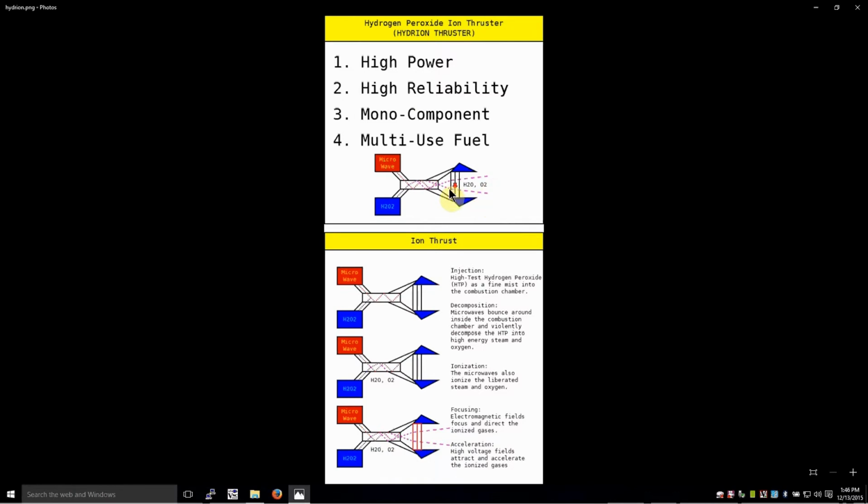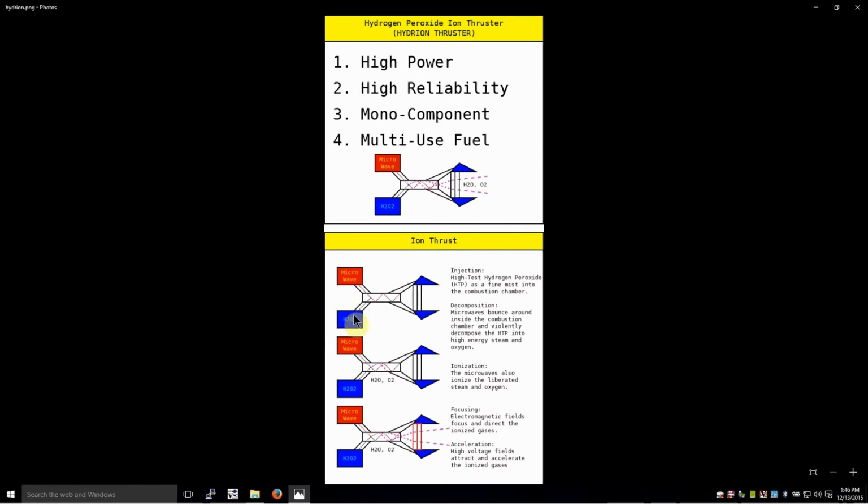Alright, so here's the idea behind it. This is actually a very simple design. What you've got is high-test peroxide, which is just a high-purity hydrogen peroxide. It should be noted it's extremely volatile and will pretty much explode if it comes in contact with certain combustible materials, or if it's rapidly decomposed.